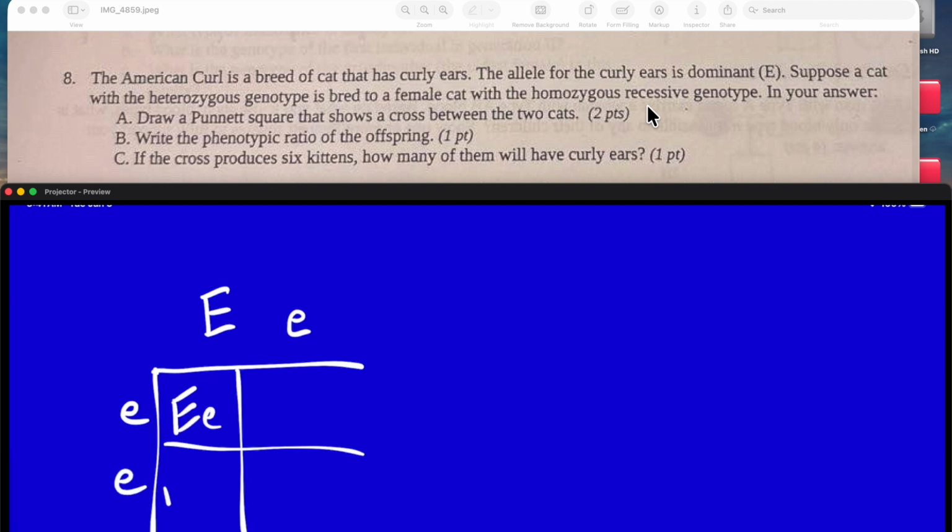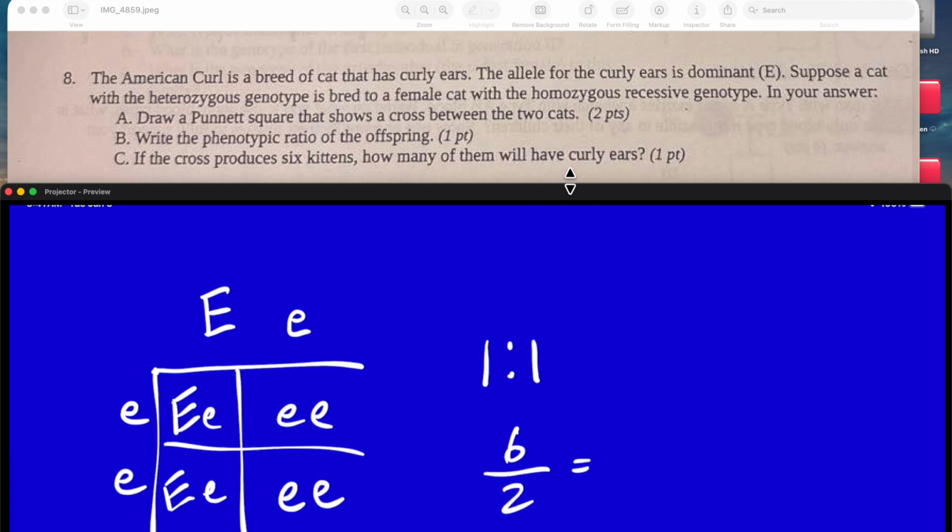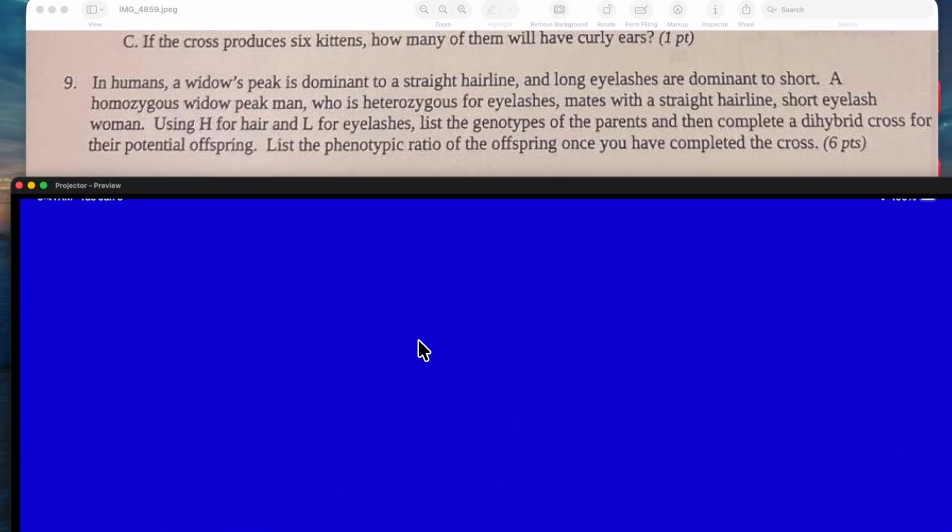So if we did our Punnett square, we would have this genotype. Draw the Punnett square, write the phenotypic ratio of the offspring. So it's going to be 1:1, curly to non-curly. And if they produce 6 kittens, how many would have curly ears? Well, it would be 6 divided by 2, since 50% of them would be curly, so the answer would be 3 kittens.